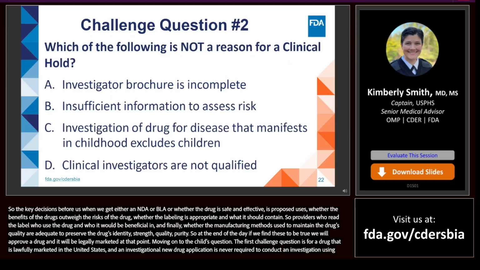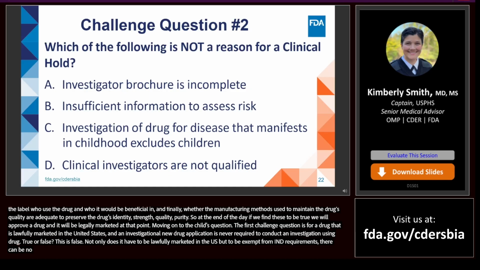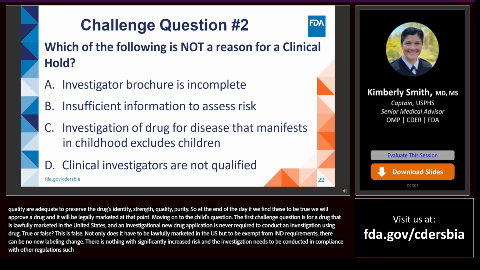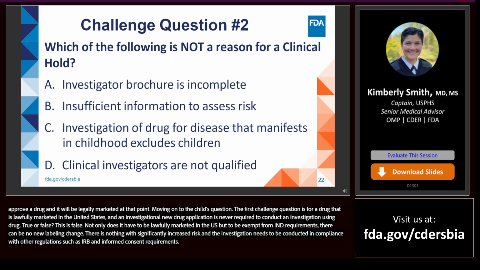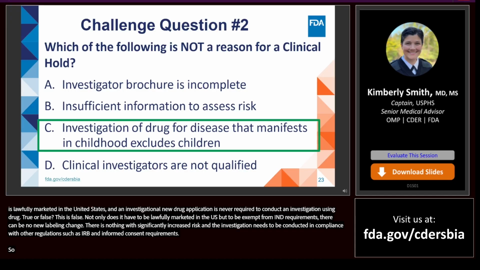So challenge question number 2, which of the following is not a reason for a clinical hold? A, the investigator brochure is incomplete. B, there's insufficient information to assess risk. Or C, the investigation of a drug for a disease that manifests in childhood excludes children. Or D, clinical investigators are not qualified. So C is not a reason for a clinical hold.